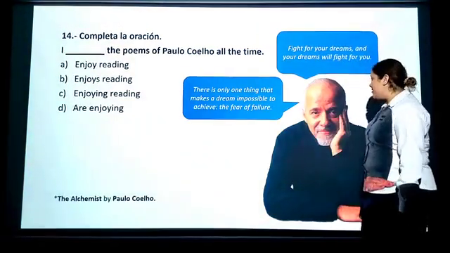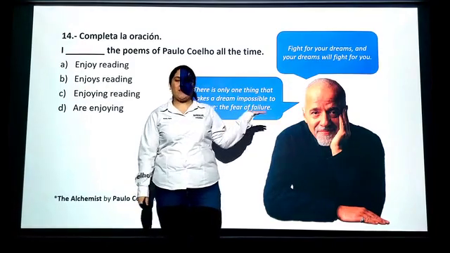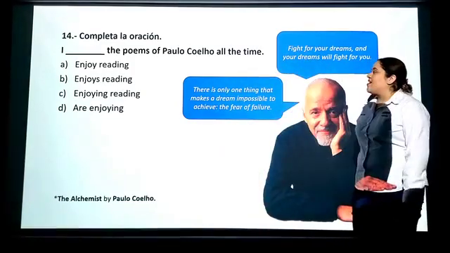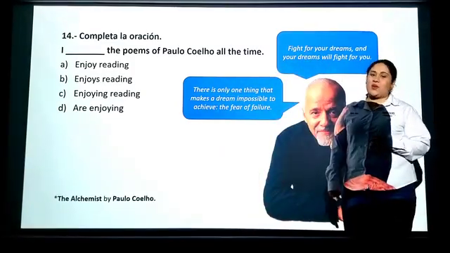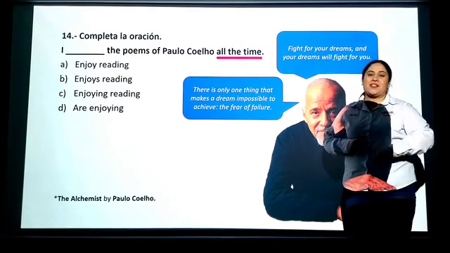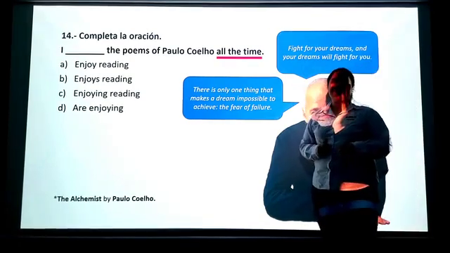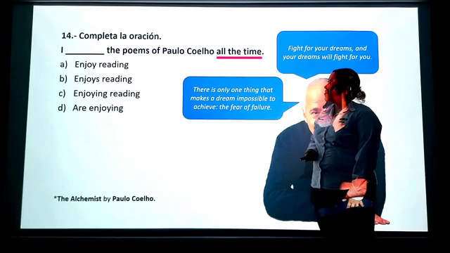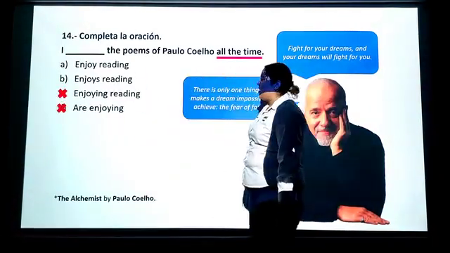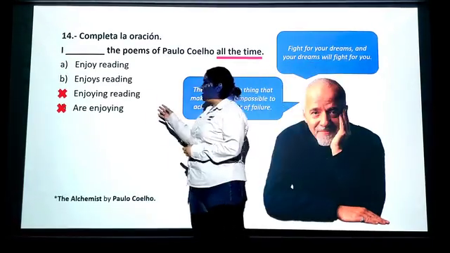14. Look, this person is named Paulo Coelho, okay? And he's a writer. If you don't know him, I invite you to read his books. So, it says, I read poems of Paulo Coelho all the time. One more time, they are speaking about the time. Is it present, past, future? All the time is going to be used for present. Since we now know that this has to be in present, we can eliminate some options. And those are C and D as well.